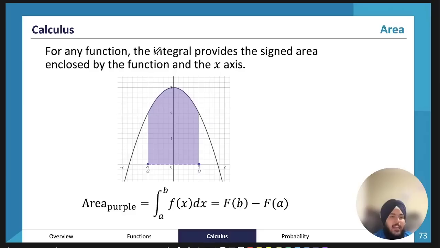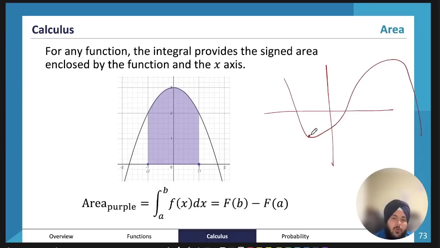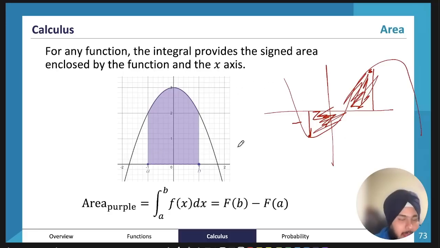Okay, so for any function, the integral is essentially just the signed area. So if we have something like this, and we're trying to determine the area between this point and this point, we're actually going to determine this area over here, and this area. So this area, we're actually going to get negative. So essentially it's just going to be this area minus this area, which is not what we want. So we want the unsigned area.